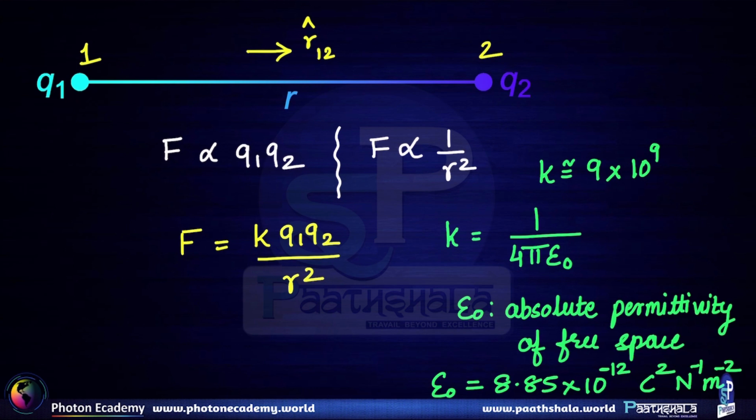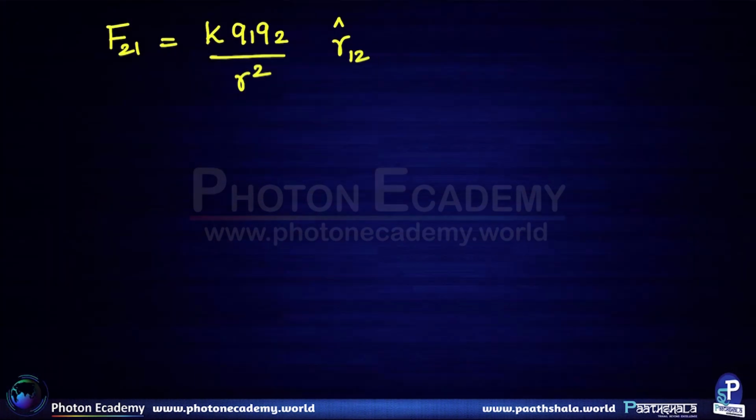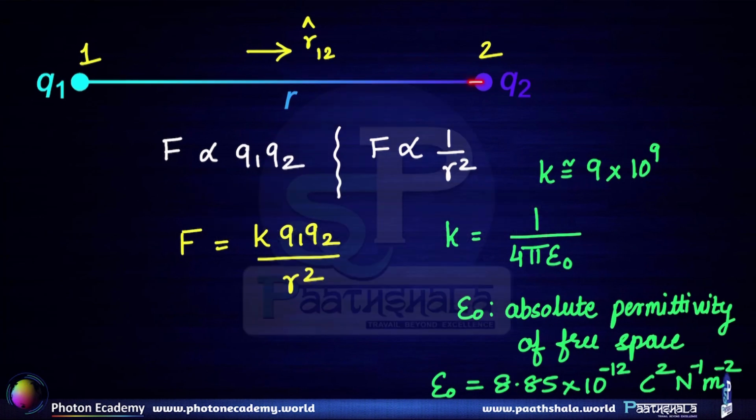Note that if both the charges are positive, then the force is going to act outward. So the force is going to be repulsive. Similarly, if both the charges are negative, the force expression gives a positive value and hence the force is still going to be repulsive or outward. Also note that if either one of the charges is positive and the other is negative, then the expression k q1 q2 upon r square will be a negative value. That means the force will be attractive. That means charge 1 will be attracting charge 2.